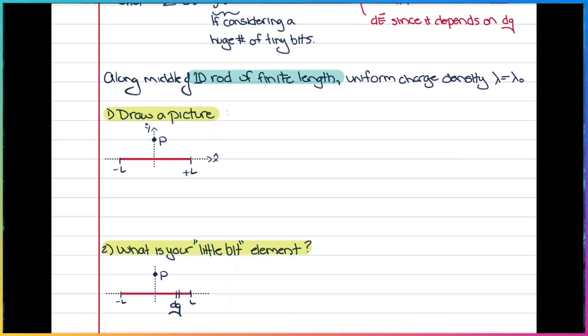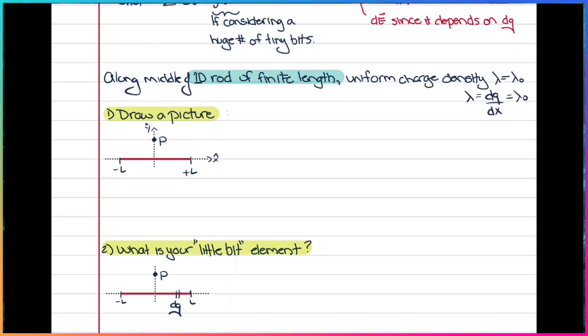So let's do the problem where you're at some point along the middle of a 1D rod of finite length, which has uniform charge density, lambda naught. And just to remind us, lambda naught is saying how the charge is distributed and is defined to be dq over dx, or y or z, depending on where the rod is. In this case, it's going to be along the x direction.